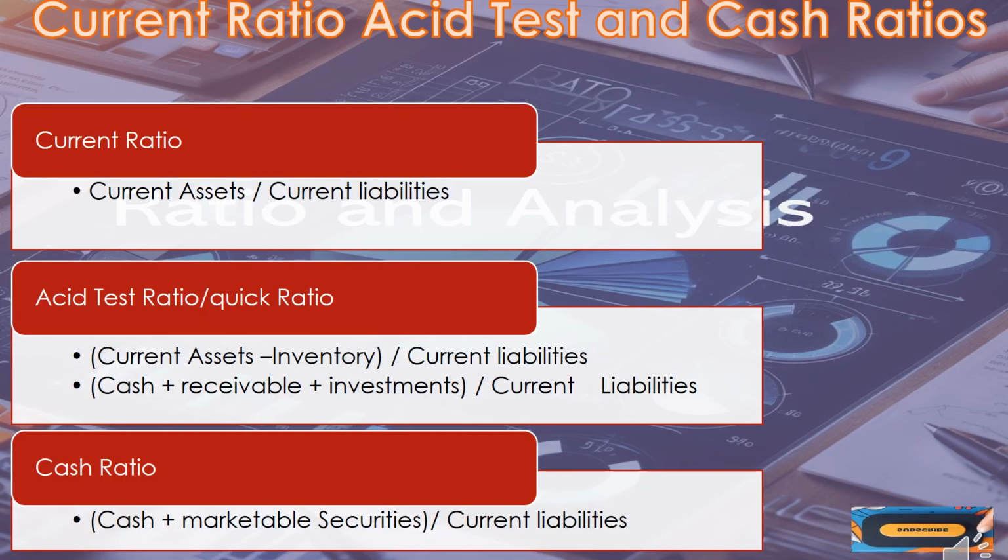Friends, as a final step, we will see all three ratios at a glance: current ratio, acid test ratio and cash ratio. Current ratio is equal to current assets divided by current liabilities, and current assets and current liabilities we have already gone through. Acid test ratio or quick ratio is current assets minus inventory divided by current liabilities. Another formula is cash plus receivables plus investments divided by current liabilities. And cash ratio is cash plus marketable securities divided by current liabilities.